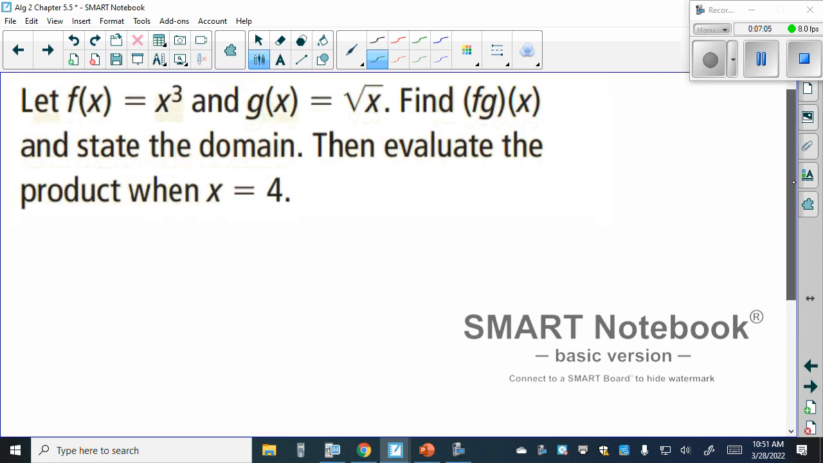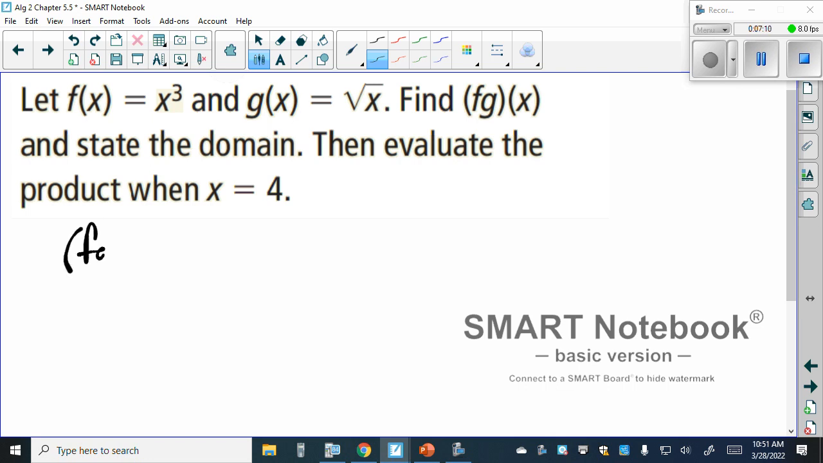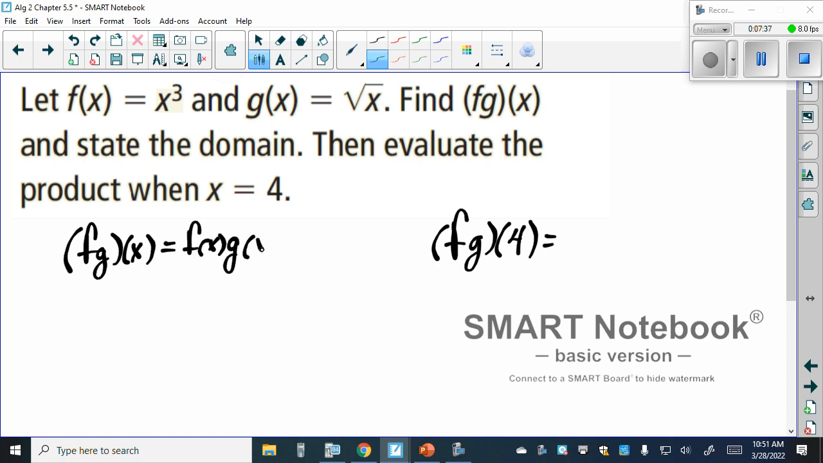All right, we can go and look at the next one. Again, we're looking at f times g of x. And then once we find that, we're going to find f times g of 4. So we're going to find f times g of x and f times g of 4. Well, our f times g of x is the same as saying f of x times g of x. We're just multiplying these two functions together.